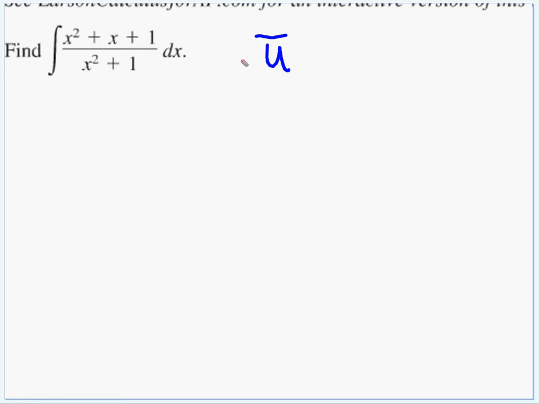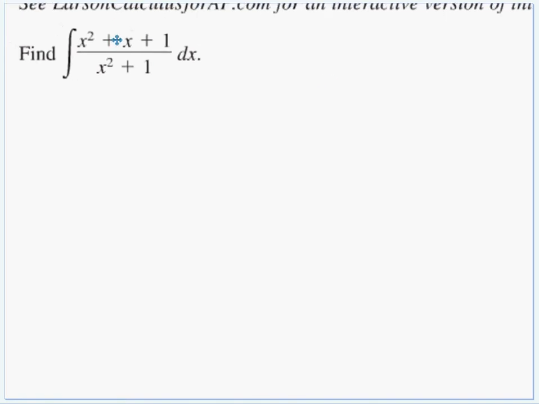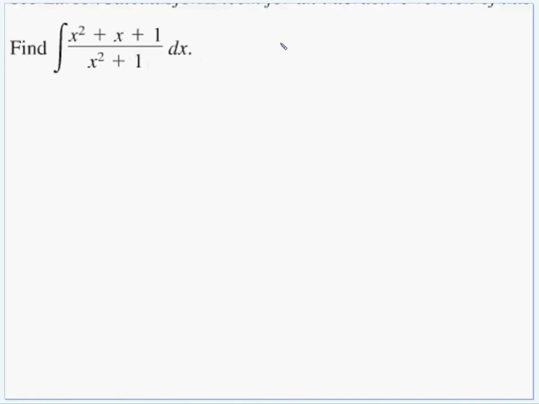But let's do a little polynomial long division. A little scratch work off to the side here. I am going to divide x squared plus 1 into x squared plus x plus 1.